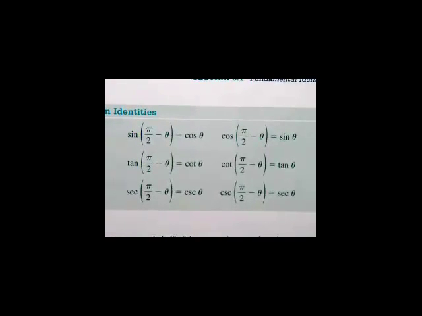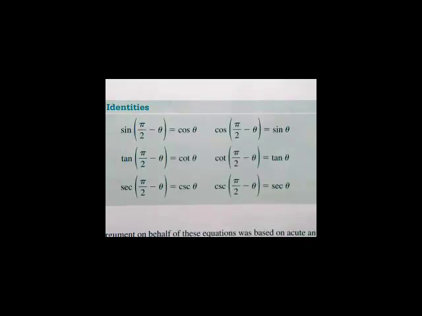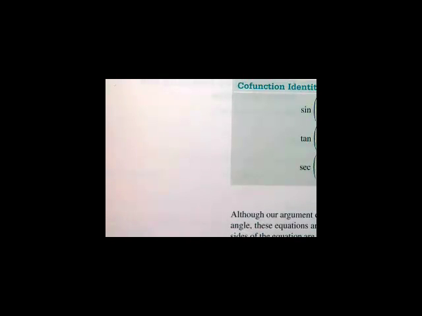But we've got this set of identities that are called co-function identities. What's the prefix co mean? Together, okay? So like cooperation, that sort of thing, you're working together. So there are these functions that kind of go together. Sine and cosine kind of go together, okay? So sine of pi over 2 minus theta is equal to cosine, and then the flip of that, cosine of pi over 2 minus theta equals sine.